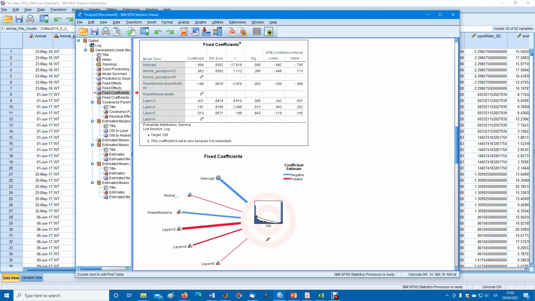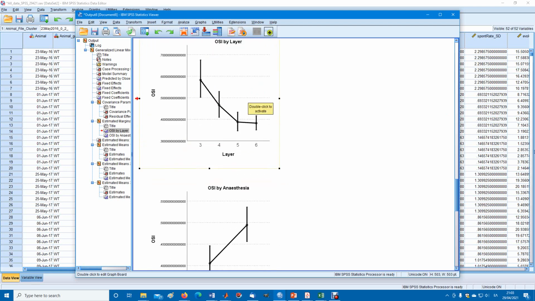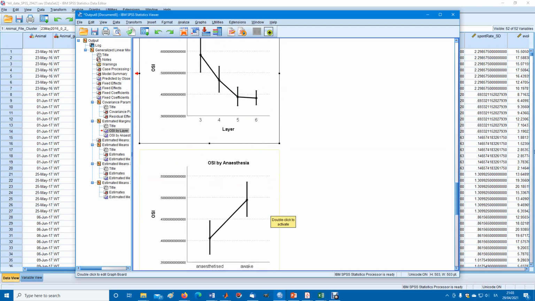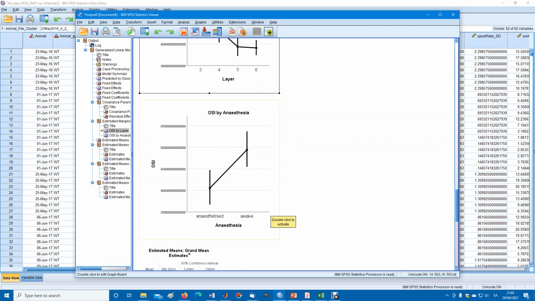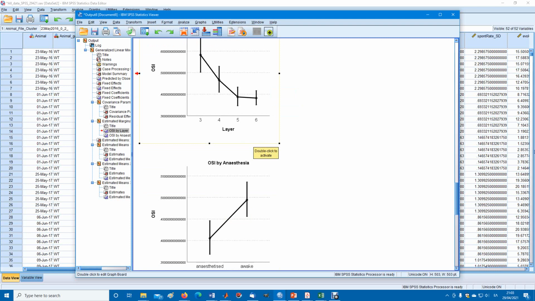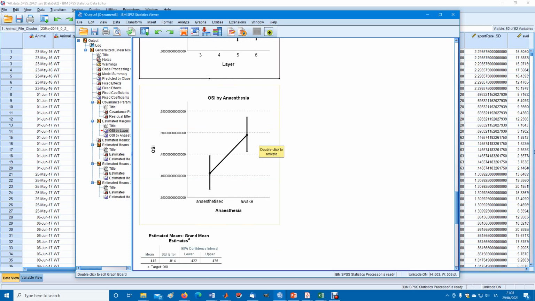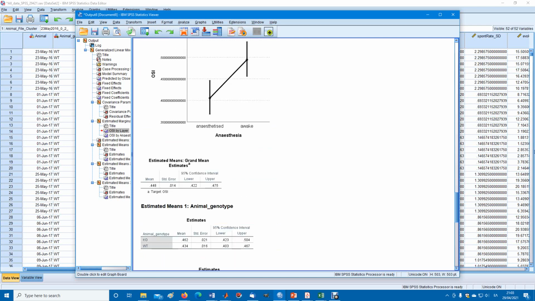Okay, and then we get some graphical output, which gives you the mean and standard error for those fixed effects that were significant. So here is the OSI by layer and the OSI by anesthesia, but genotype was not significant as a factor. We do not have significant fixed effects, so it's not included. Okay, and you see layer 5 and layer 6 are very similar, but layer 4 and layer 3 deviate significantly. And these two here are significant.